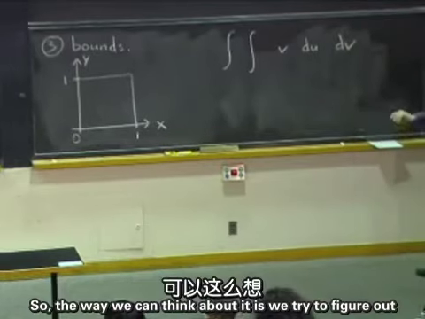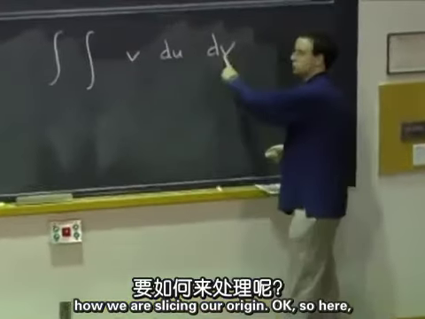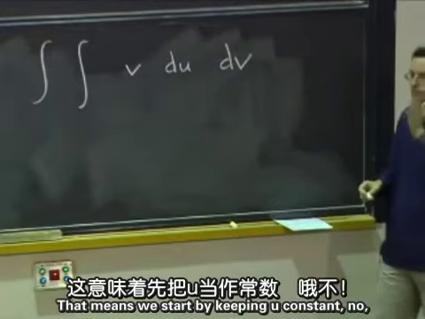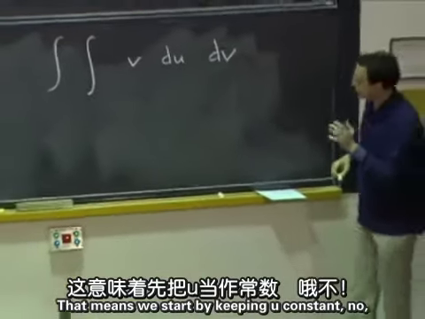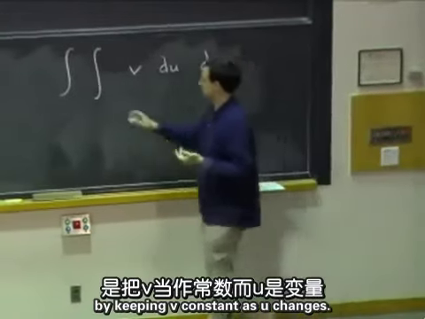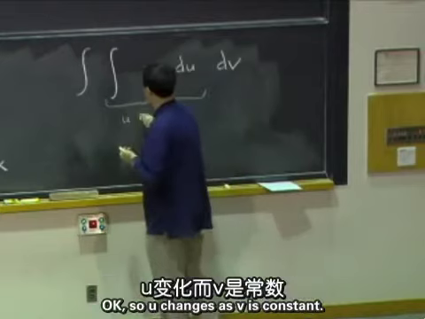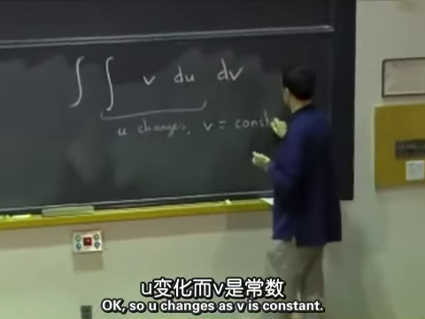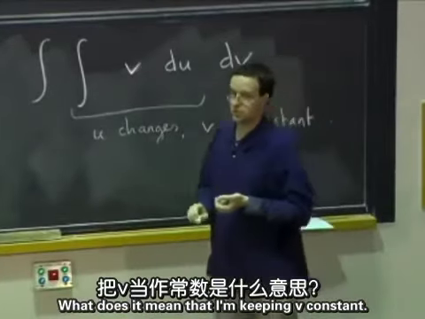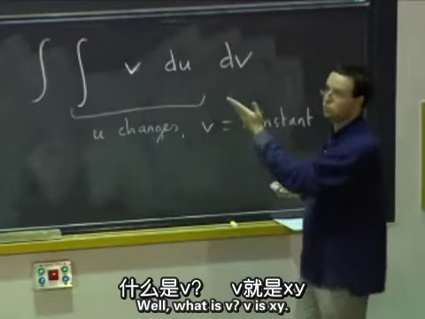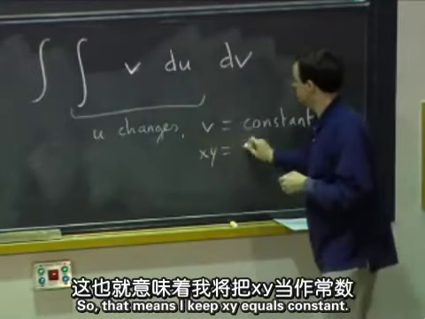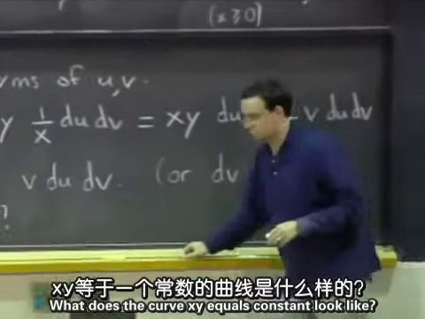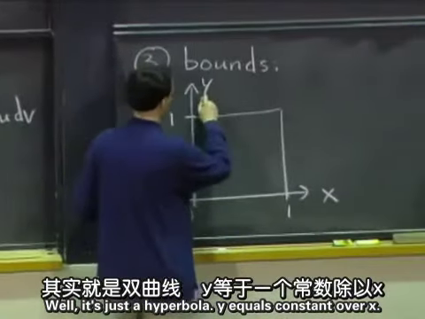So the way we can think about it is we try to figure out how we are slicing our region. Here we are integrating first over u. That means we start by keeping v constant as u changes. What does it mean that I'm keeping v constant? Well, what is v? v is xy. So that means I keep xy equals constant. What does the curve xy equals constant look like? Well, it's just a hyperbola. Okay, y equals constant over x.